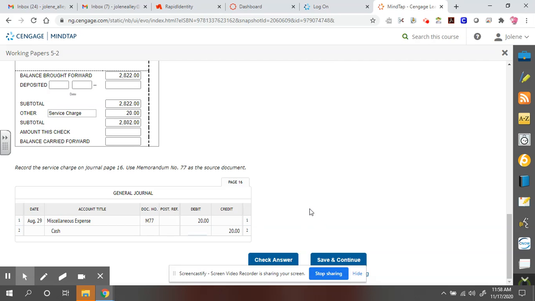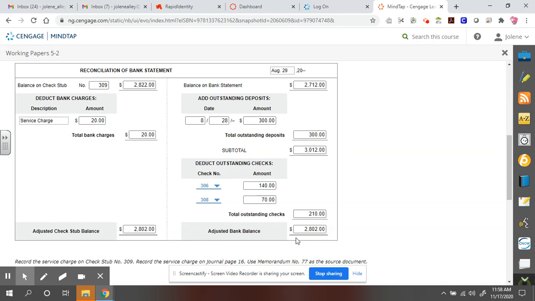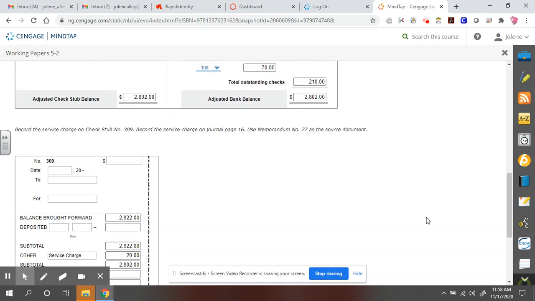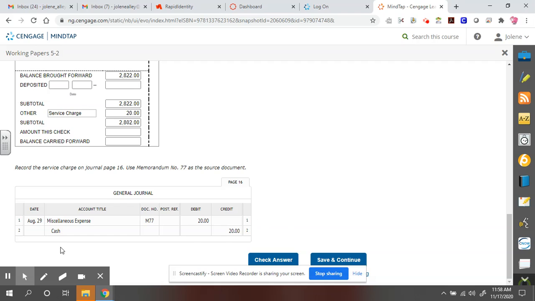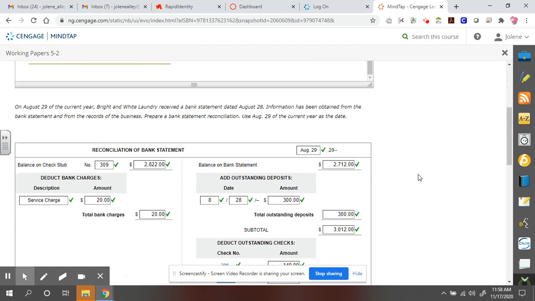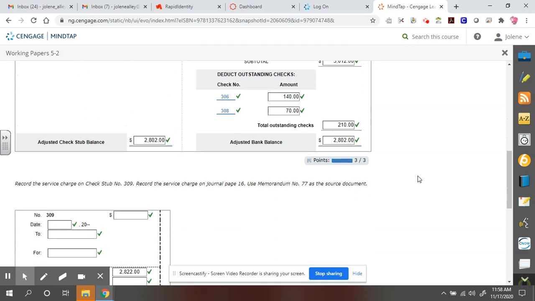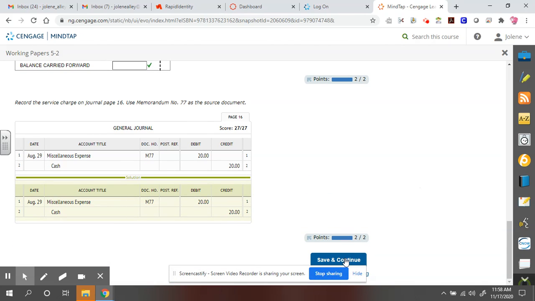Now you've recorded it everywhere it needs to be. You have balanced your checkbook to the bank to make sure that they equal, that they say the same thing. That's fantastic. You've put your new balance on your check stub because of your service charge you had to deduct. And you put it in your general journal so that it can show up. Now it can be posted to these accounts. You check your answers. Green checks, green checks, green checks. All right, save and continue.